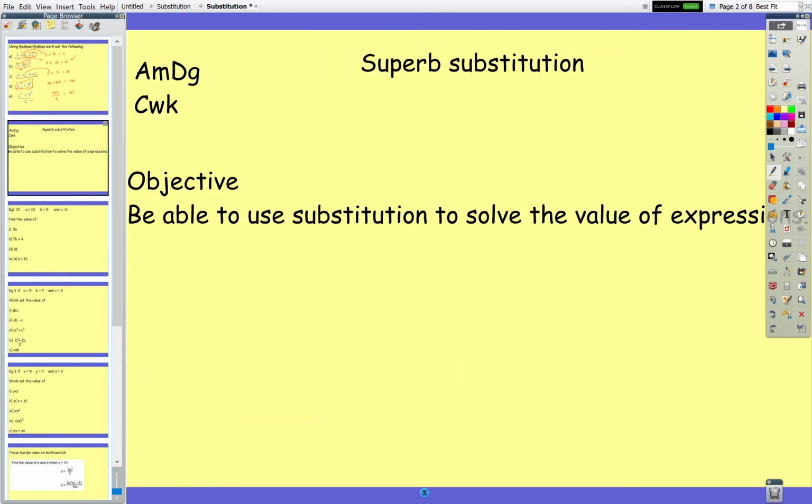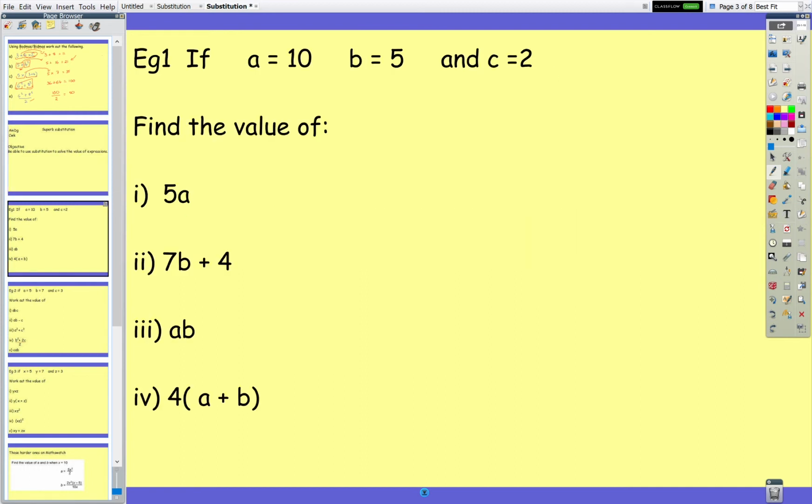Now, this is the objective for today's little session, as it were, be able to use substitution to solve the values of expressions, okay? So here are some examples. Now, if you want to try them, by all means, please do. But if you want a quick watch of the tutorial, then by all means, do it now, okay? So we've got 5a, which means, now, in the gap here, we always say there's a little kiss going on, because they're really close to each other. So we've got 5 lots of 10, which is 50.